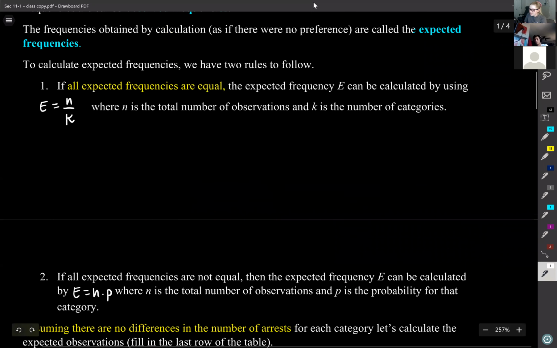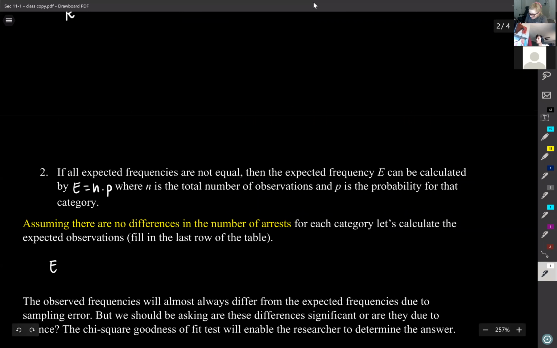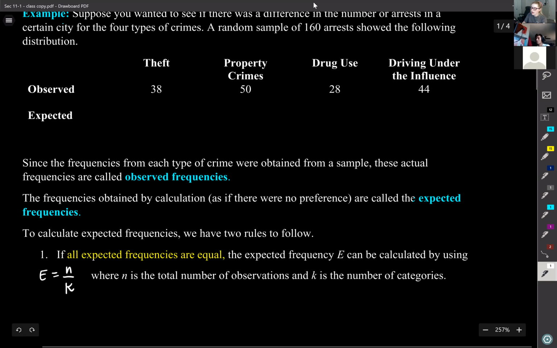So if we look at how to do this, it tells us that E is equal to N over K in this situation. So E is equal to N over K. Well, it told me up above that my sample size was 160. So this is equal to 160 divided by the number of categories. So I had 4 different categories of arrests. So if I do this, I get 40. And now I can fill in the last row of my table and I can just say, okay, I expect all of them to have a frequency of 40.